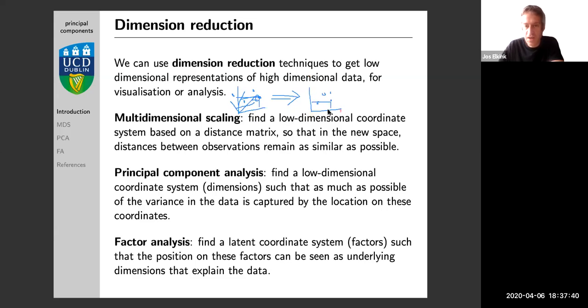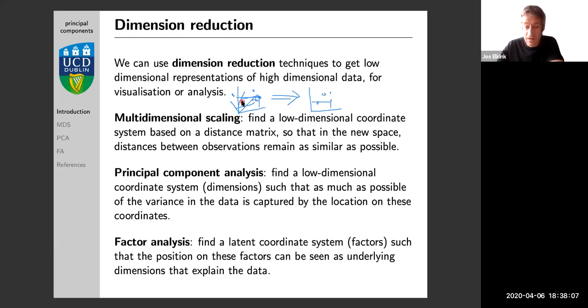We get 2 of those axes in that high dimensional space in such a way that as much as possible the distances here resemble the distances they had here. And so that is called multidimensional scaling. Multidimensional scaling is going from a high dimensional matrix to a low dimensional matrix in a way that preserves the distances between the points as much as possible.